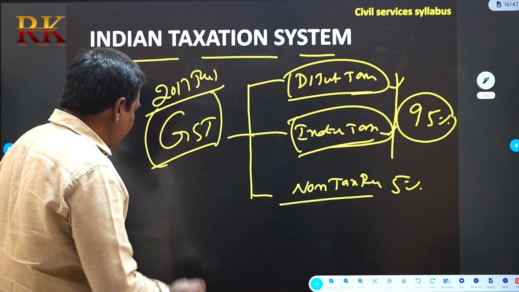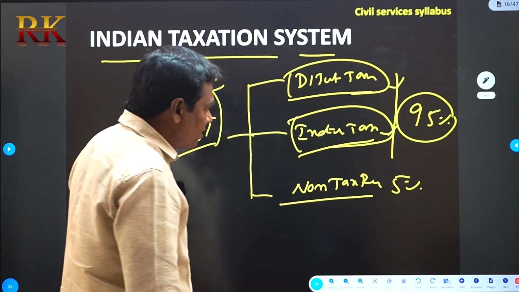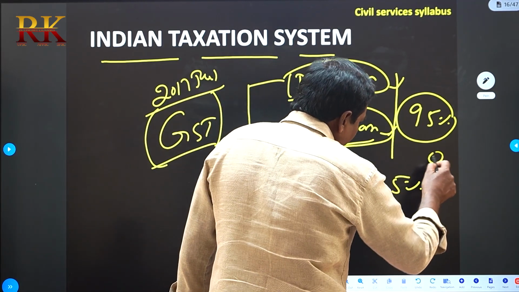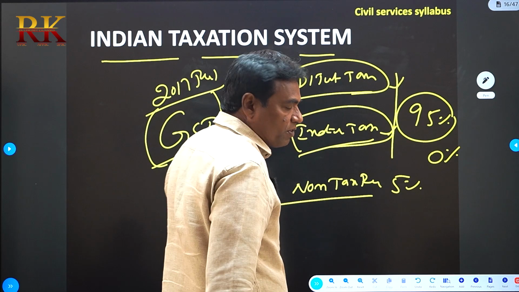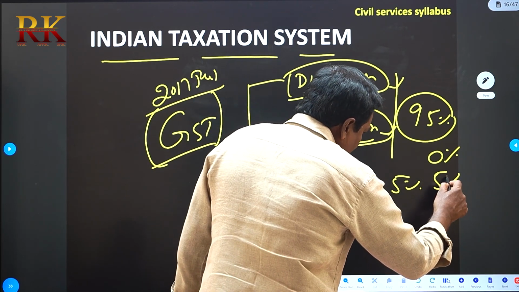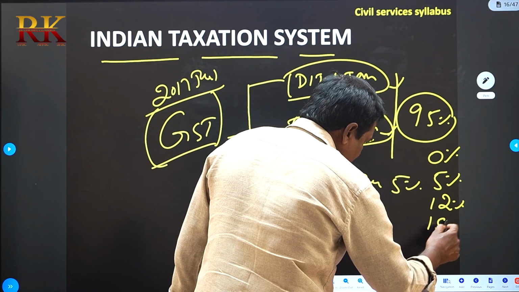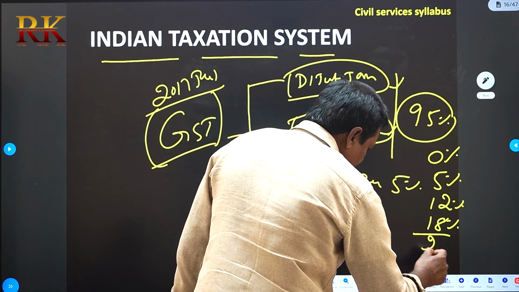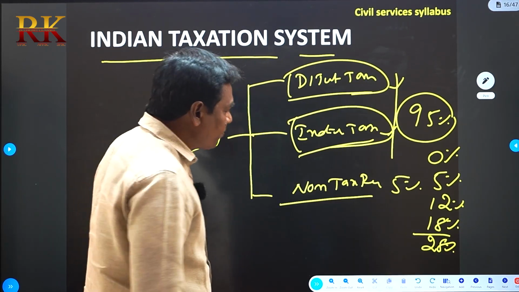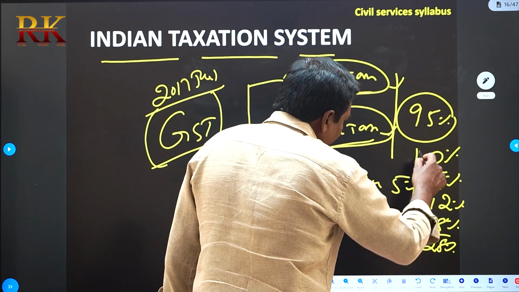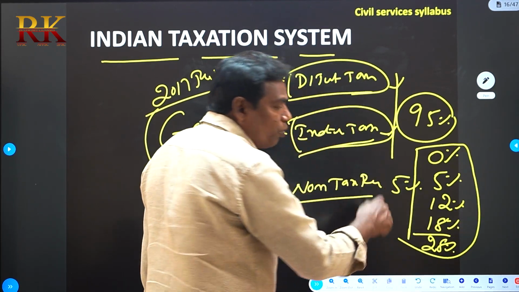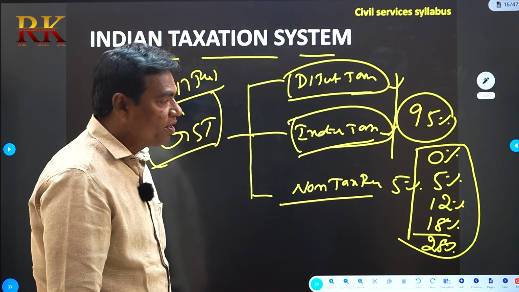In GST, a slab system was also introduced. Slab system means some goods are at 0%, some goods at 5%, some goods at 12%, some goods and services at 18%, and the highest is 28%. That is the GST. Now India's tax is called the Goods and Services Tax.